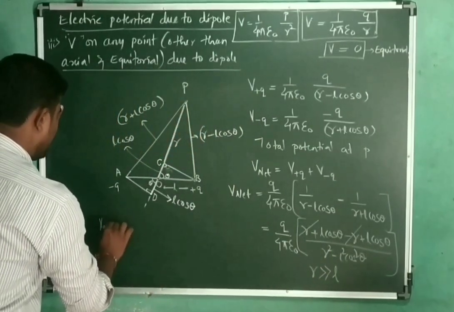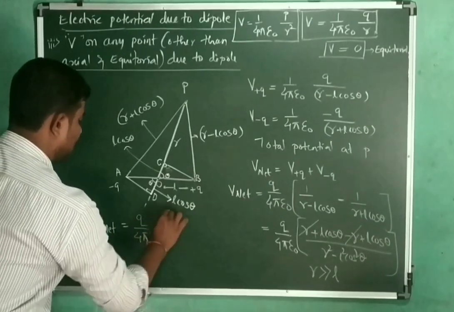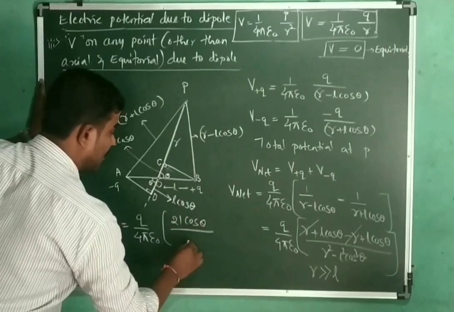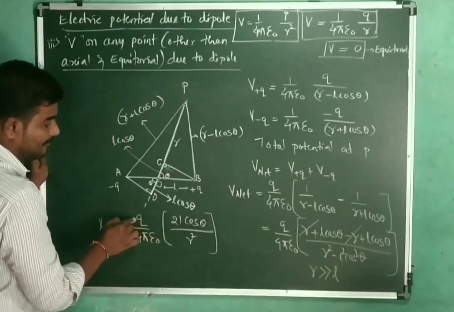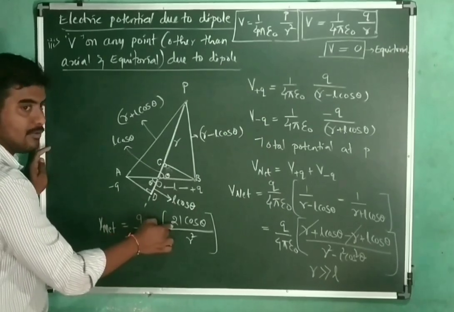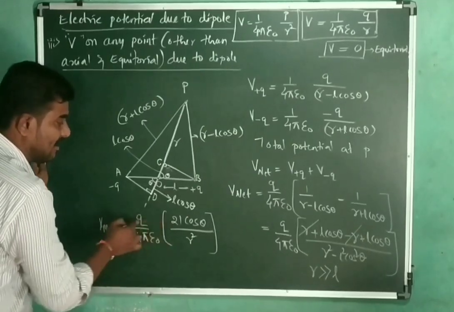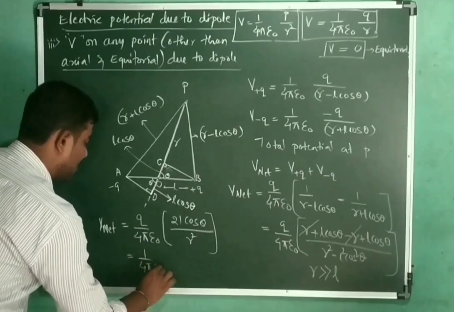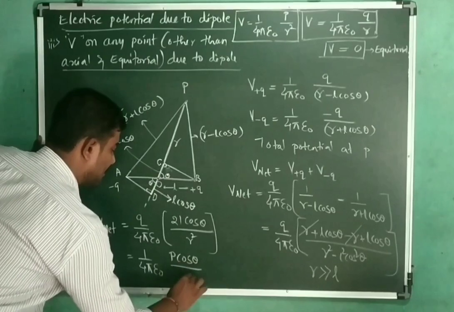Therefore, V net is equal to Q divided by 4 pi epsilon naught into 2L cos theta divided by R square. And Q into 2L, the product of magnitude of either of charge and the separation between the charges is called as what? It is dipole moment. Therefore, Q into 2L, I can write it as P. Therefore, it is going to be 1 divided by 4 pi epsilon naught P cos theta divided by R square.